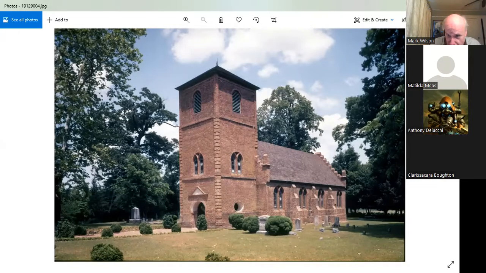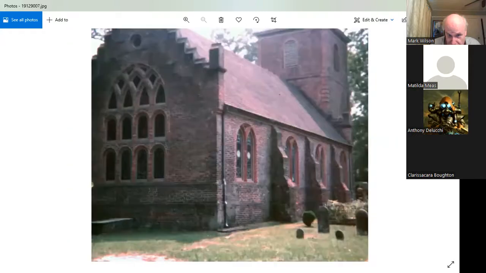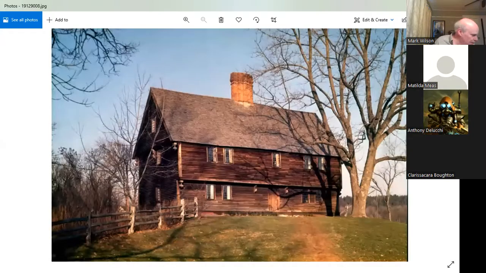Okay, so moving on to the next must-know. This one is the Parson Capen house. Capen is the last name. And Parson means preacher in Old English.